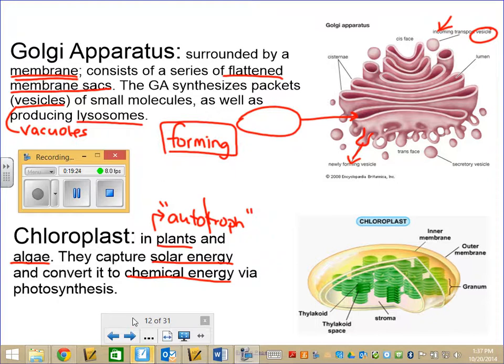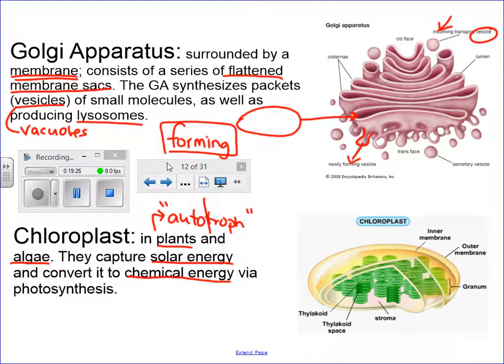And I'd just like to make sure everybody knows what photosynthesis involves. Most of the science courses that you would encounter in high school at least mention photosynthesis.